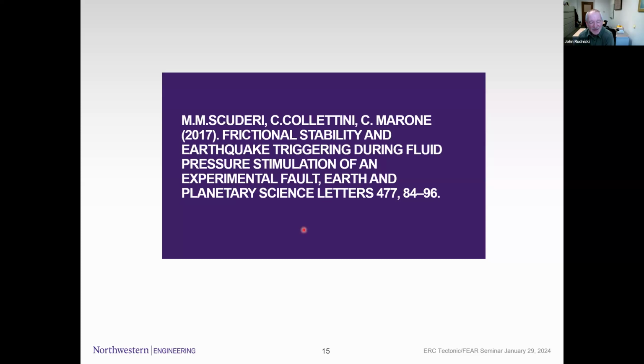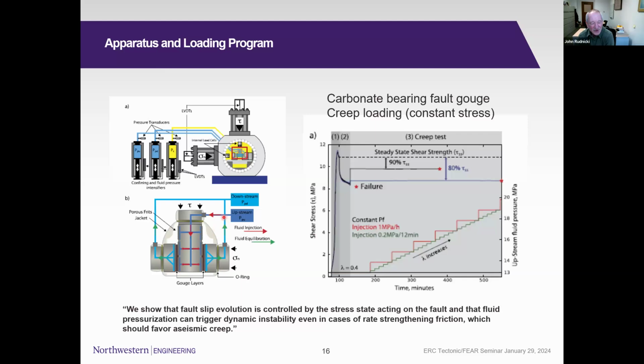This is the first one. It's in the double shear apparatus. So the gouge layers are confined here, and then this ram is advanced to shear the layers. This is done on carbonate bearing fault gouge. And the loading program is shown here. It's loaded to a steady state shear strength, and the load point is stopped, and so the sample relaxes.